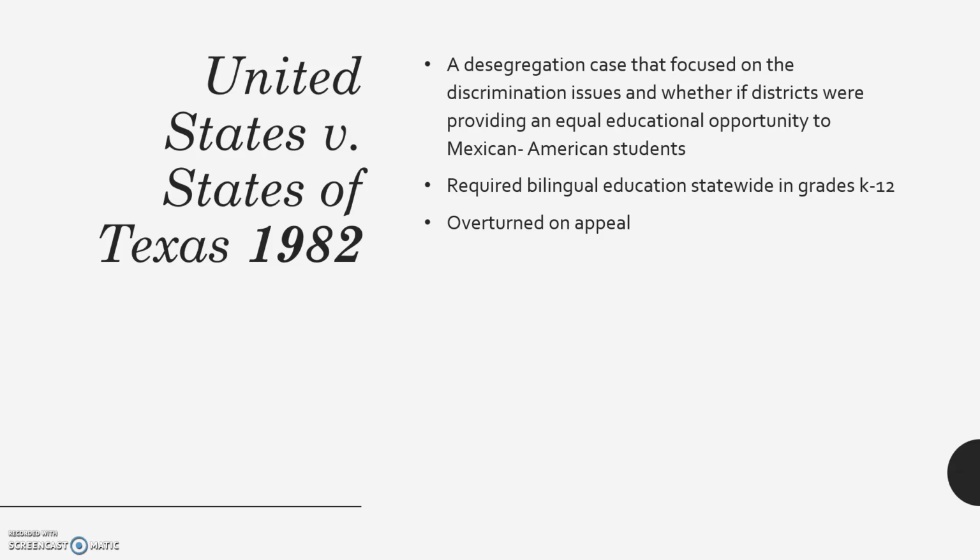There was a court order of civil action in 5281, and it eliminated discrimination on the grounds of race, color, or national origin in Texas public schools. A few months after the state was required to have bilingual education in grades K through 12, it was overturned on appeal.